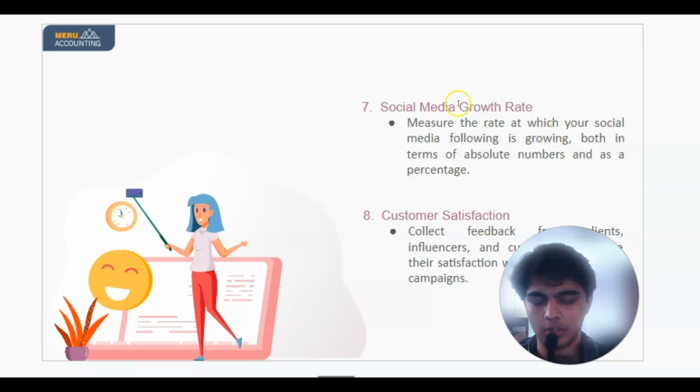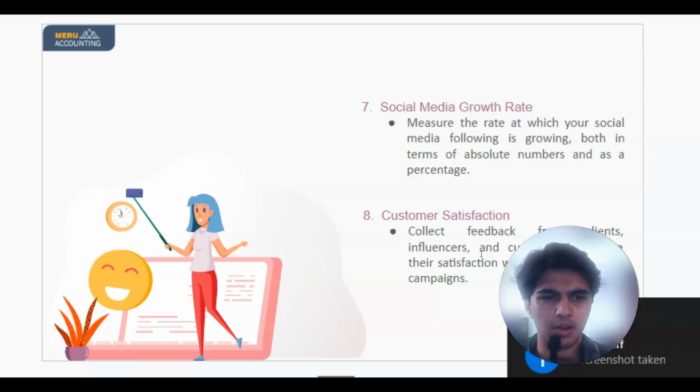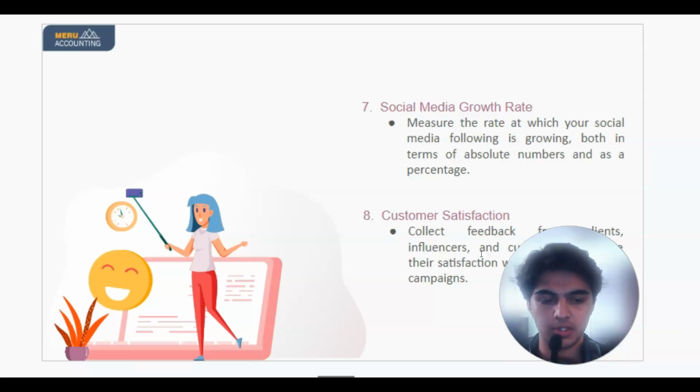Next is social media growth rate. This indicator will measure the rate at which your social media and your following have been growing, both in absolute numbers or in percentage. Next is customer satisfaction. The customer satisfaction indicator will calculate the feedback from your clients, influencers, and customers. If there is high customer satisfaction, it will eventually lead to referrals to other people, and the referrals will result in your business growth. So customer satisfaction is very important when it comes to social media.